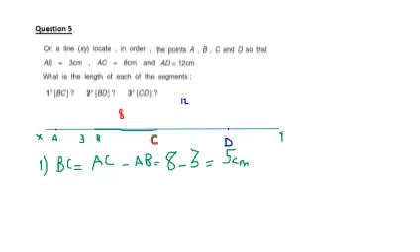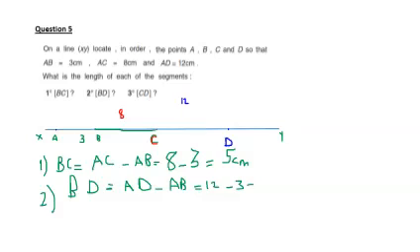And now I need to find BD. How can I find BD? BD is AD minus AB. So if you just subtract AB from AD, you will get BD. AD is 12 and AB is 3, so 12 minus 3 is 9 centimeters.